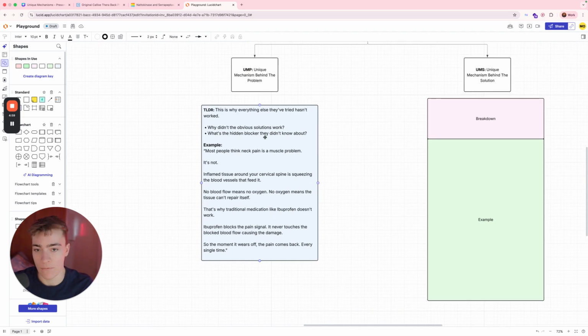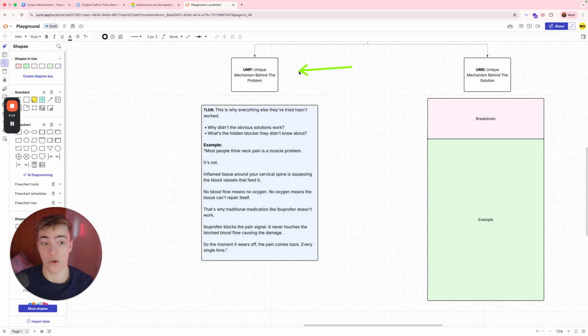Now, this is the first part. This is the unique mechanism behind the problem. I encourage you to use this video to help you get into this, and then you can do some more research on your own. But this is an example of what a mechanism on the problem level means.